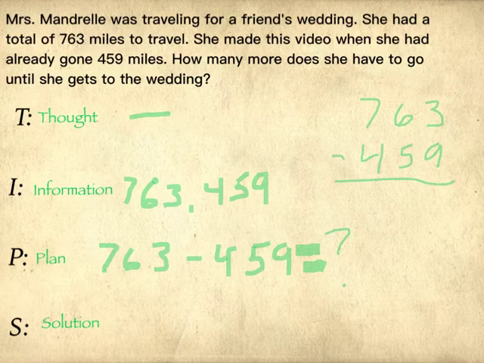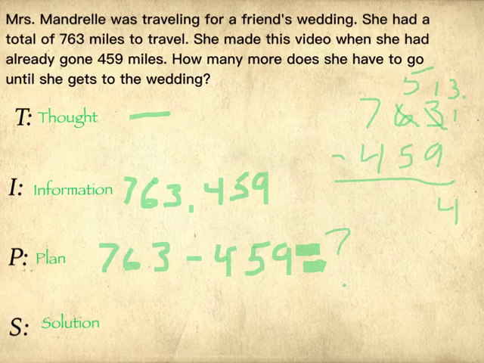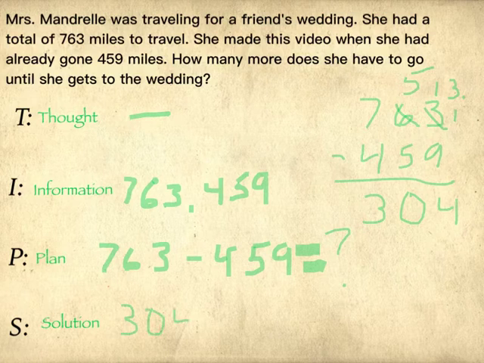Going to start in the ones place. 3 minus 9 I cannot do, so I have to trade from the tens place, leaving only 5. And that would make 13 in my ones place. 13 minus 9 I can do, which is 4. 5 minus 5 in the tens place is 0. And 7 minus 4 is 3. Therefore, my solution is 304.